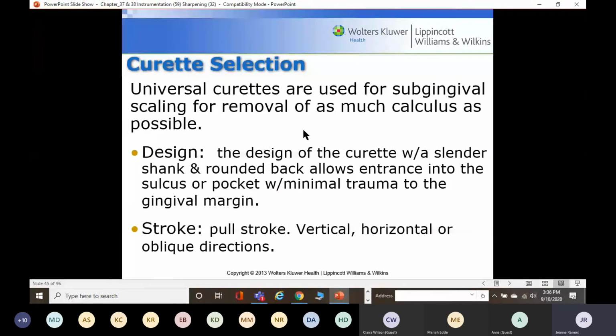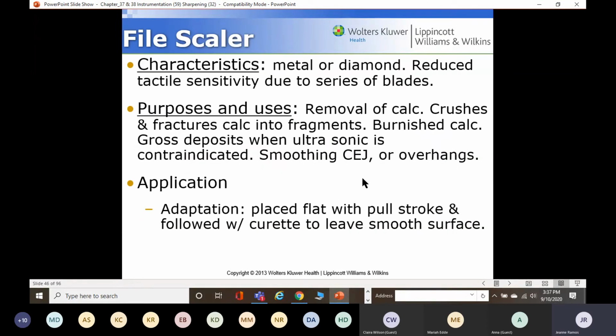Universal curettes are used for subgingival scaling for removal of as much calculus as possible. The design of the curette, with a slender shank and a rounded back, allows entrance into the sulcus or pocket with minimal tissue trauma. The stroke is a pull stroke. You don't push it down, you use a pull stroke up. You let it go down softly, you hook onto a piece of calculus, and then you pull, using lateral pressure, which is to the side of the tooth, and you pull off the calculus either vertically, horizontally, or oblique.